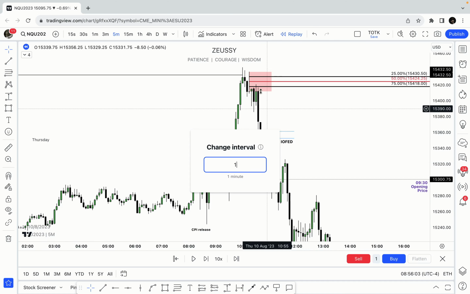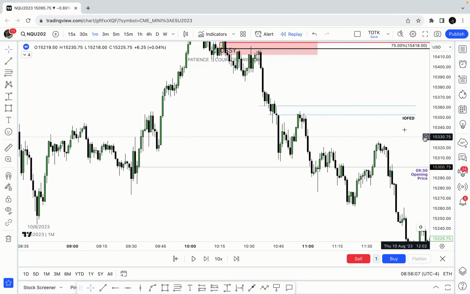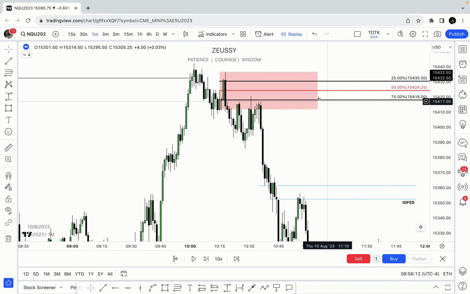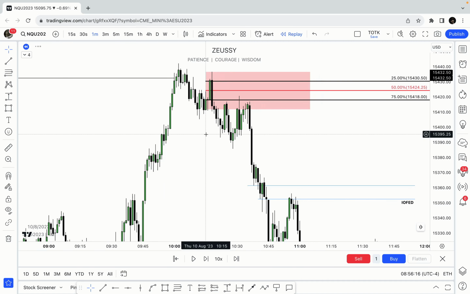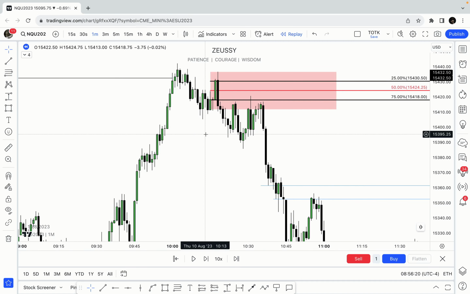So let's go down into M1. Here we're on the 1 minute. Keep in mind, these quadrants and this red box is the long wick on the M5. And now you should see something that is familiar to you. What is here at 75%? Bearish order block, right? Here.